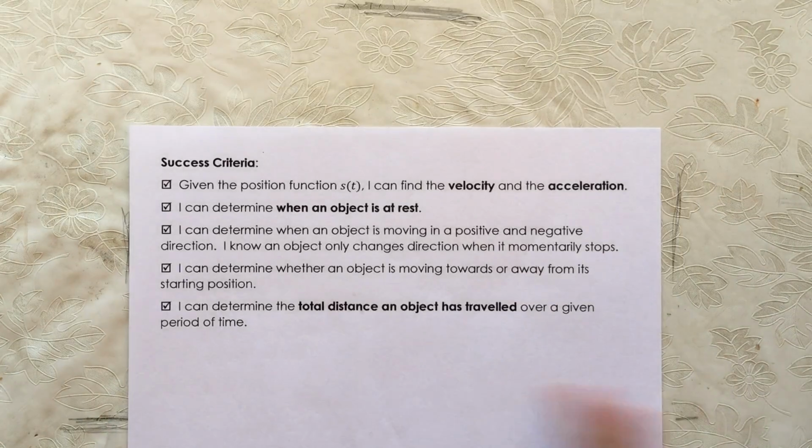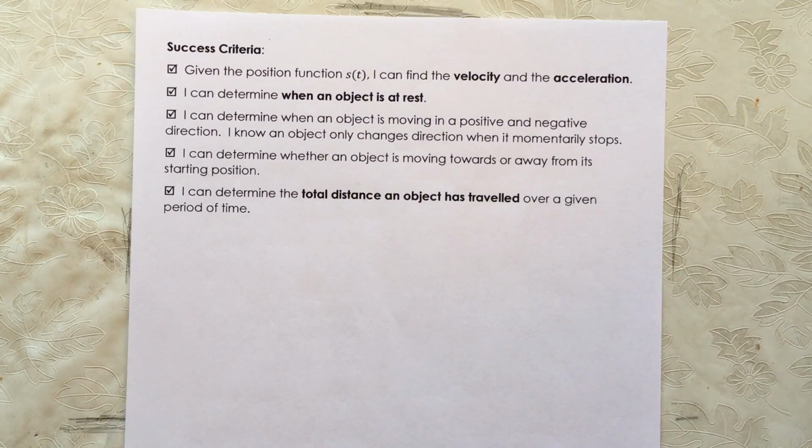And that is the end of the lesson. Our success criteria for today are that given the position function, S at t, you can find the velocity and the acceleration, V at t and A at t. You can determine when an object is at rest. You can determine when an object is moving in a positive and negative direction. Know an object only changes direction when it momentarily stops.